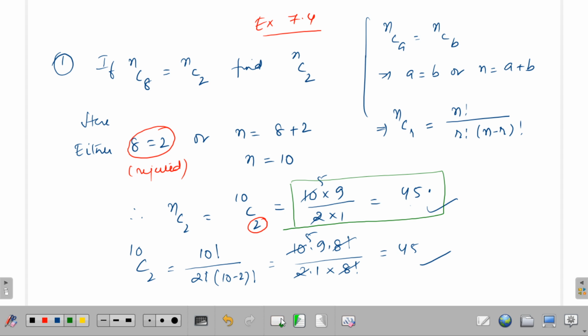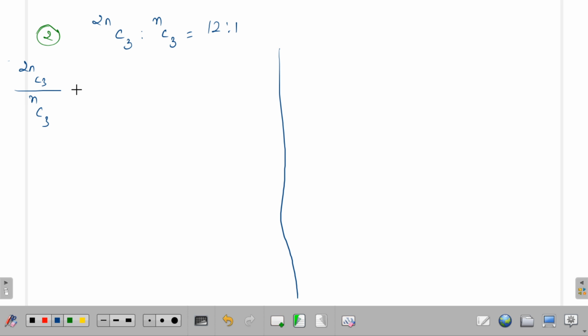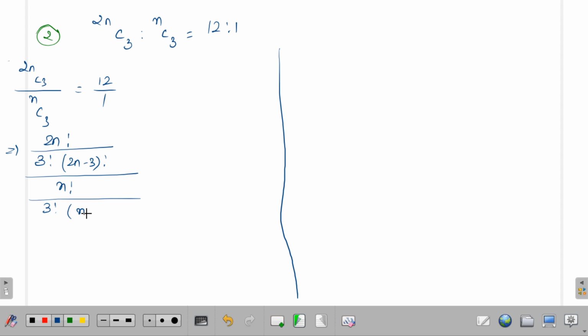So that was all about your question number 1. So let me do your question number 2 then. Your question number 2, it's given: determine n if 2nC3 is to nC3 is equal to 12 is to 1. So let me just divide into two groups first. I got here 2nC3 divided by nC3 is equal to 12 by 1. So using the formula, there will be 2n factorial divided by 3 factorial and then 2n minus 3 factorial, divided by n factorial, divided by 3 factorial and then n minus 3 factorial, which is equal to 12 by 1.